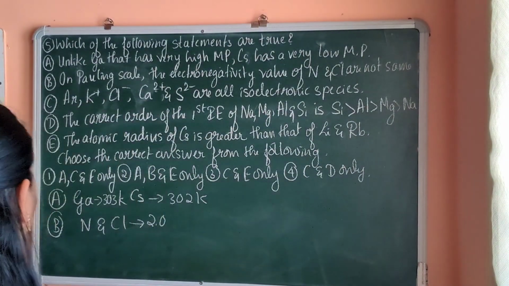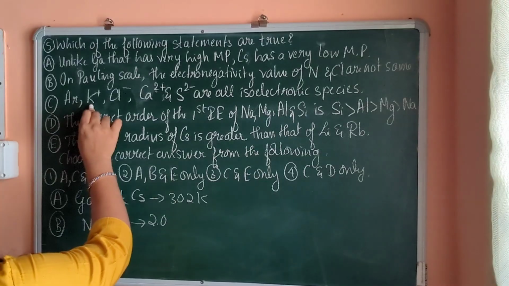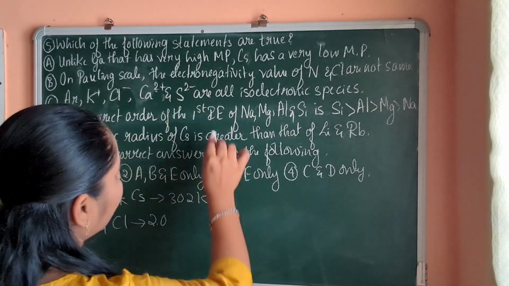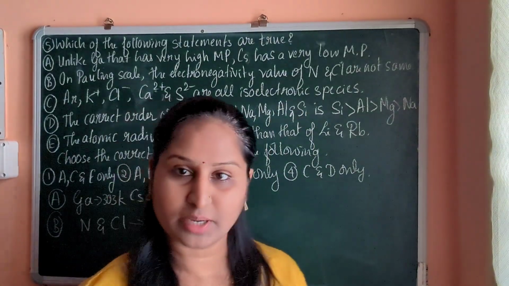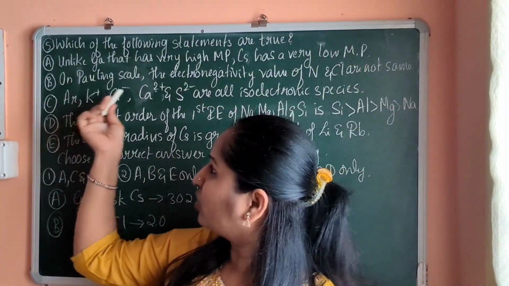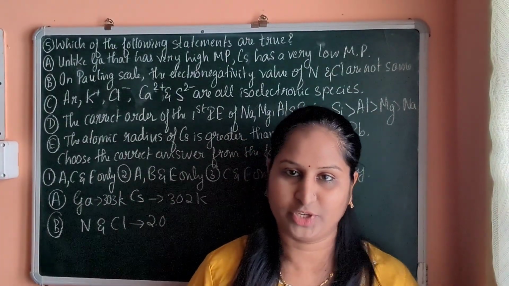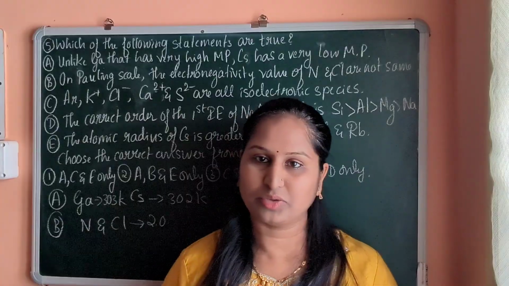Let me read out the third statement. That is argon, and then potassium ion, chlorine ion, calcium 2+ ion, sulfide ion are all isoelectronic species. The third statement is telling that these ions and the atom are isoelectronic species. So in the previous question I told what you mean by isoelectronic species.